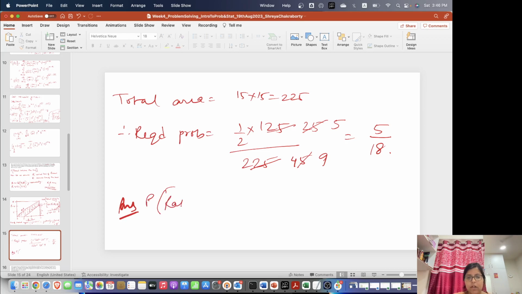Probability that Rahul catches the bus equals 5 by 18.